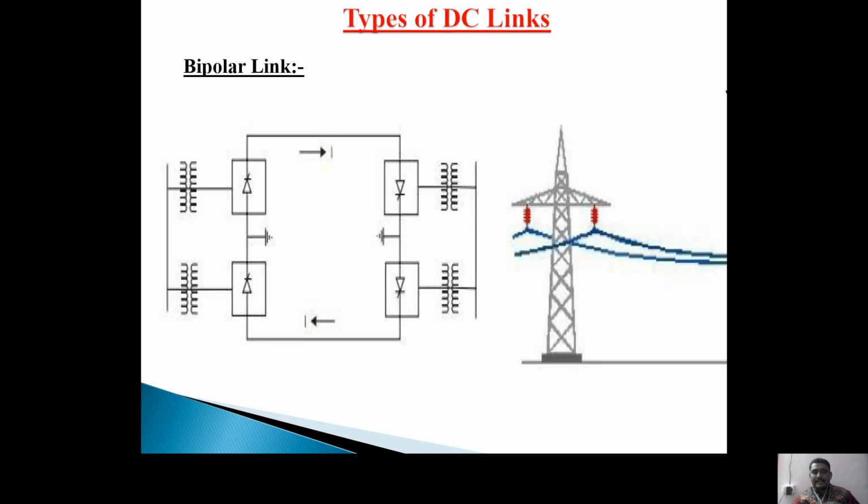Coming to the next one, the bipolar link. In the bipolar link we are using two conductors, one with positive polarity and another with negative polarity. On the left side of this slide we are showing the circuit diagram of the bipolar link, and on the right side an example of it. In the previous monopolar link we used only one conductor; in this one we are using two conductors, one positive and one negative.